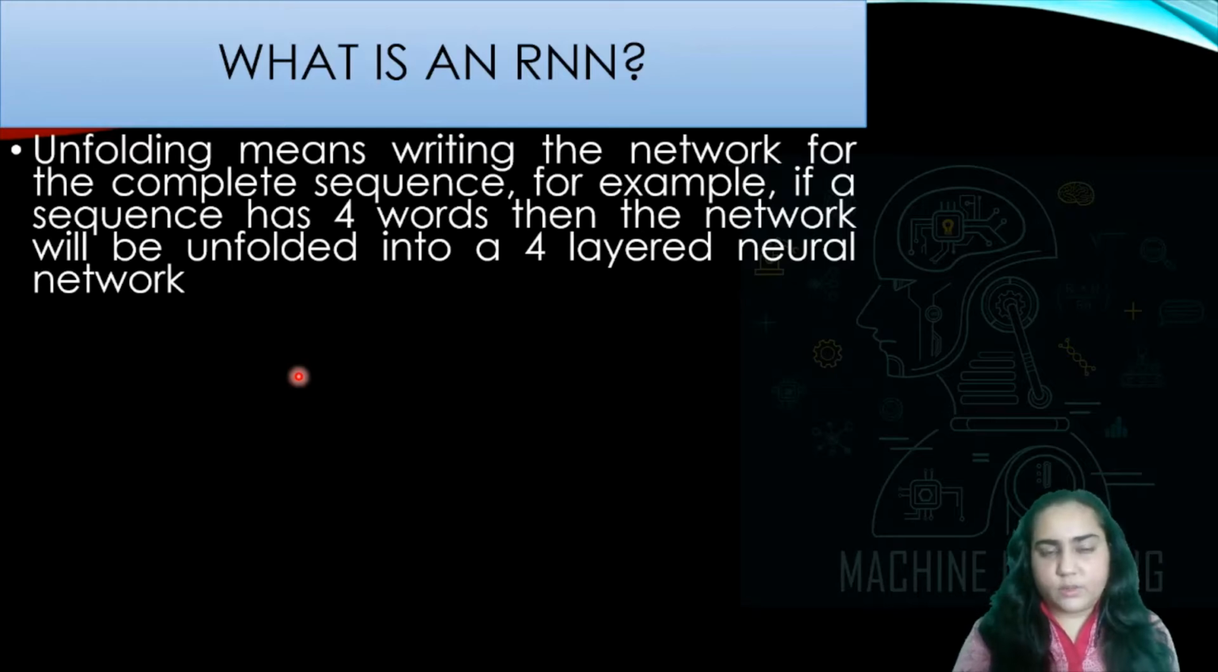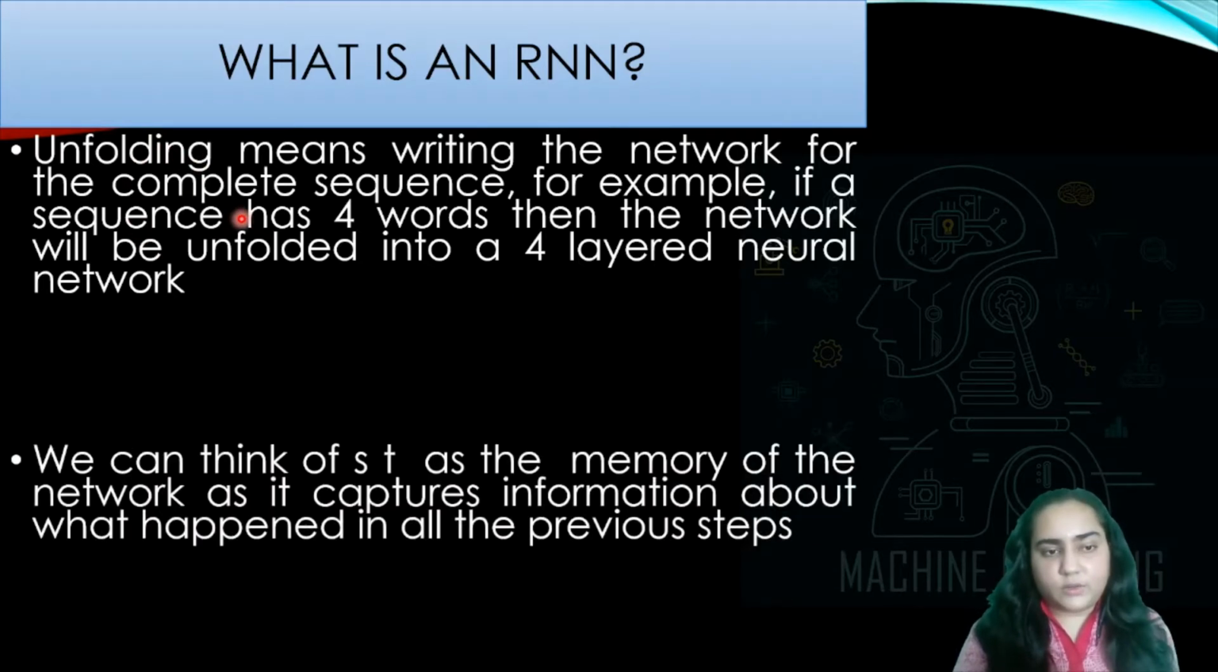So what does the word unfolding mean? Unfolding means writing the network for the complete sequence. For example, if you have a sequence that has 4 words, then the neural network will be unfolded into a 4-layered neural network. Okay, so it's not necessary that you have to decide how many layers should be there, but it depends on the sentence you pass. Depending on how big your sentence is, you will have that many layers in your neural network. It will get unfolded into that many layers.